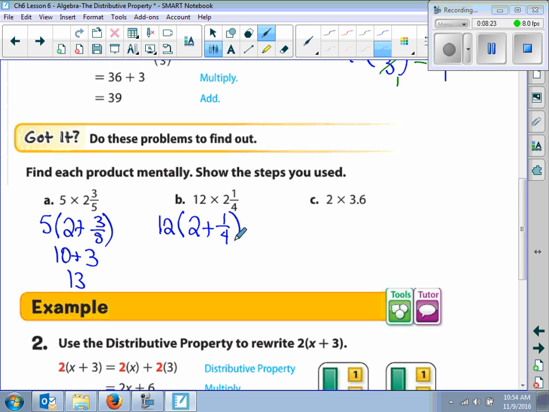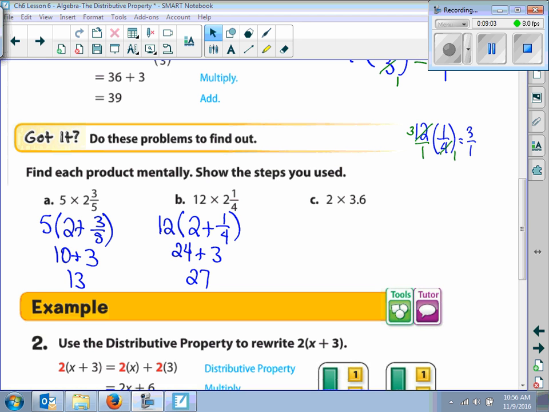So 12 times 2 is 24. Plus 12 times 1/4. Think about it. So 12 times 1/4 is 3. Because remember, multiplying times 1/4 is the same thing as dividing by 4. So 24 plus 3 is? 27. Very good. Now, did you guys need to see how that 12 times 1/4 works?